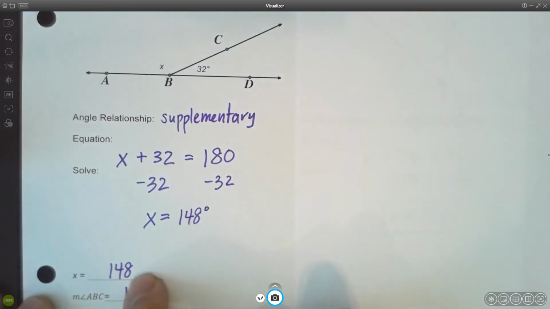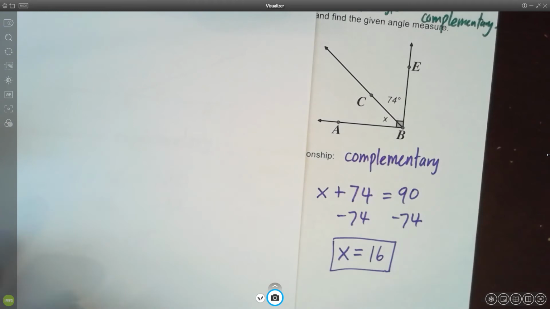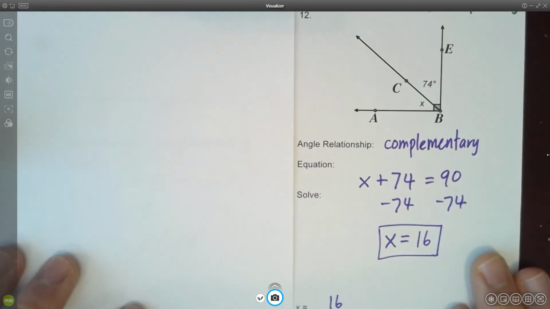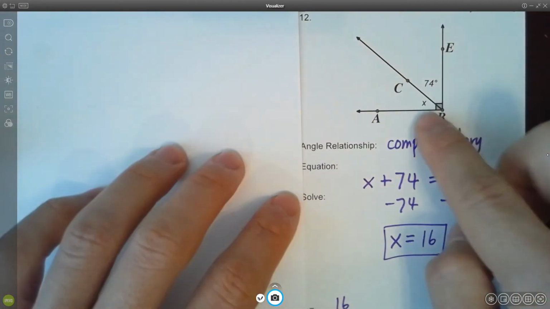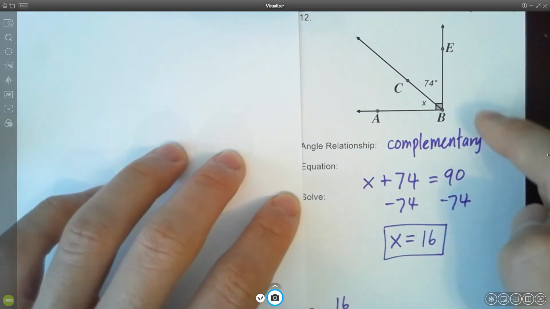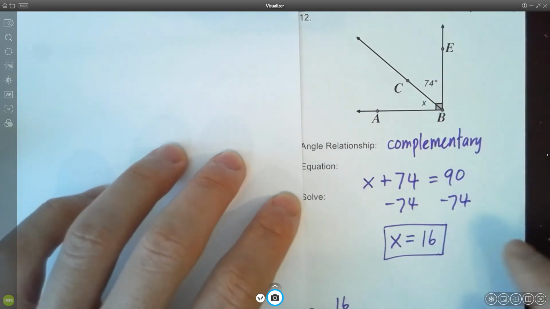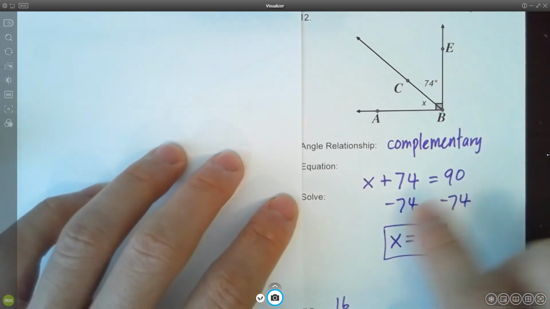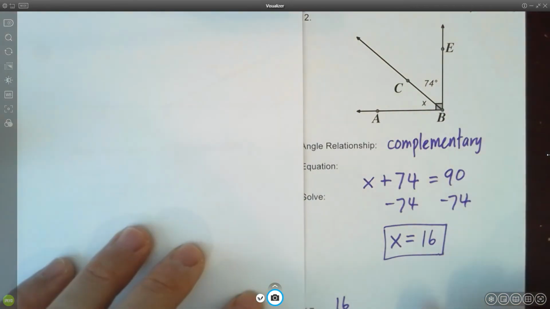Okay. For the complementary angles, we know that complementary angles add up to 90 degrees. So I know that x plus 74 has to have a sum of 90. Same concept. You subtract 74 from both sides. You end up with x is equal to 16.